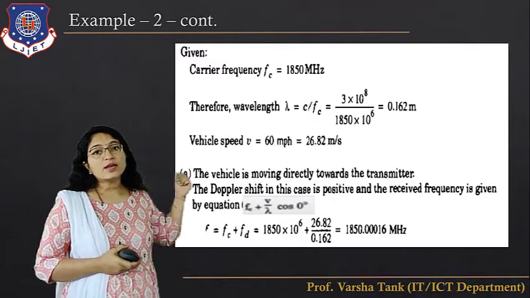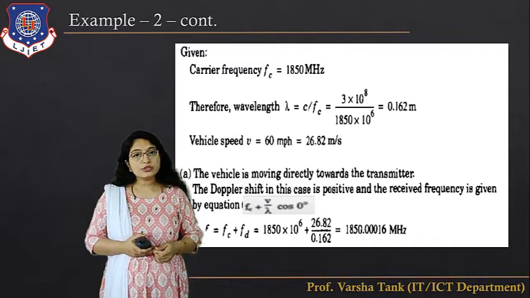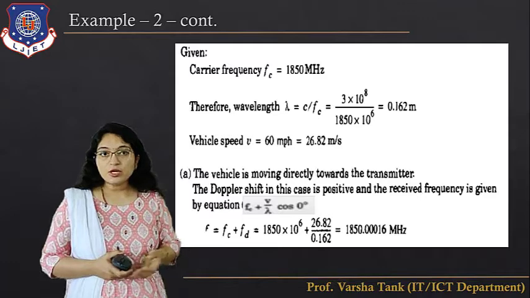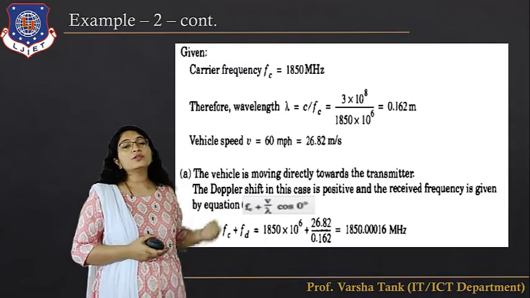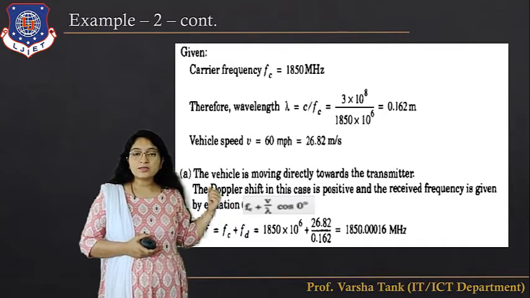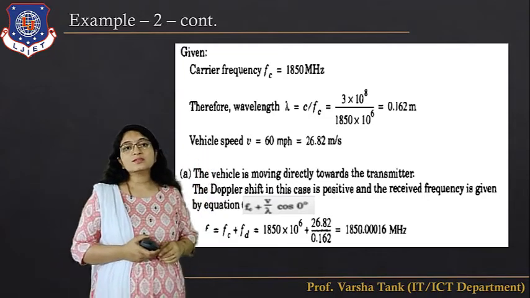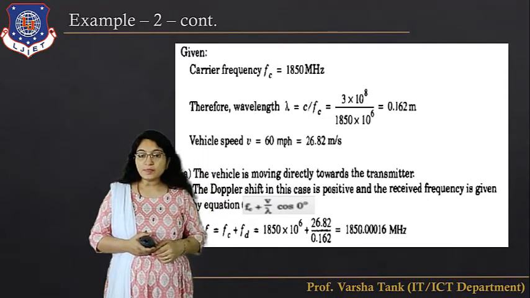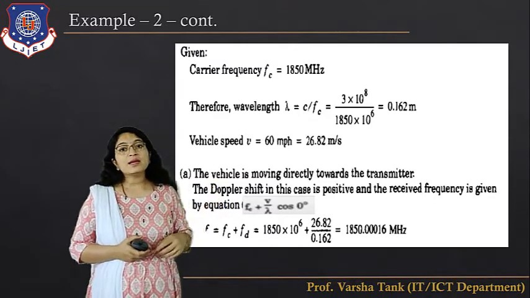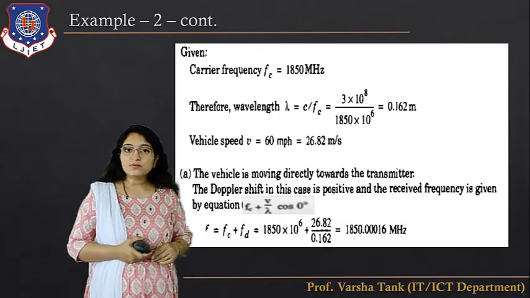Here the carrier frequency fc, that is 1850 megahertz, is given to you. So we can find the wavelength, because lambda is equal to c by f. You can put the value 3 into 10 raised to 8 divided by f, that is 1850 into 10 raised to 6, and when you calculate this, you get the answer 0.162 meter. Now the vehicle speed, that is 60 miles per hour, is equal to 26.82 meter per second.